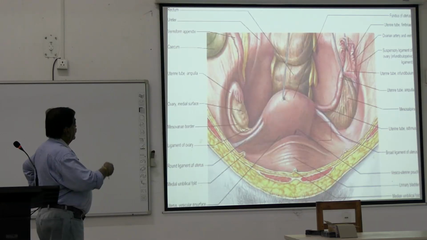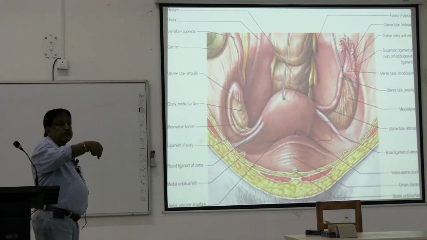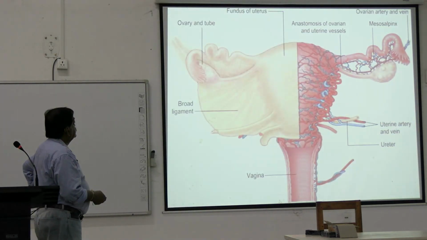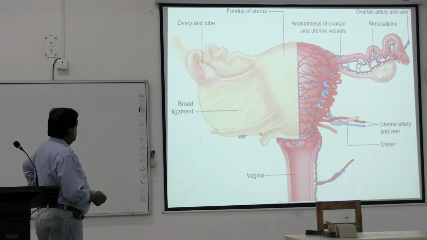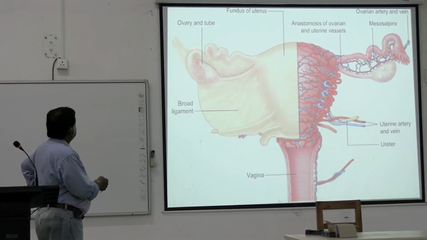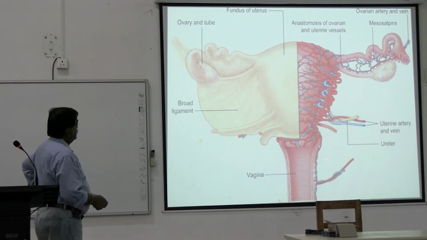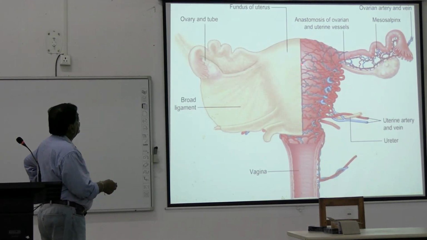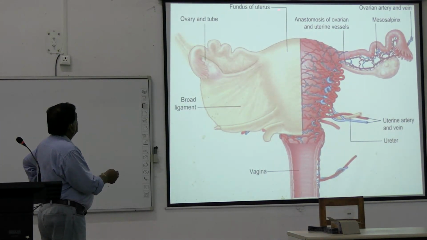Again, a picture from above in the pelvis. See the vascular supply, the anastomosis of the ovarian vessels and the uterine vessels. This is the ovaries and tube, broad ligament, the vagina, fundus of the uterus.